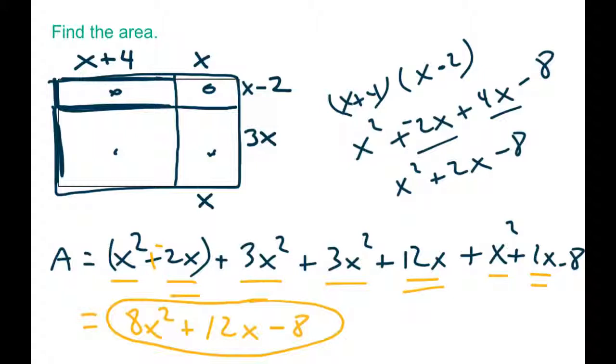Alright, there you go, multiplying polynomials. Make sure you're distributing, and if it's a binomial times a binomial, we are using the FOIL method.